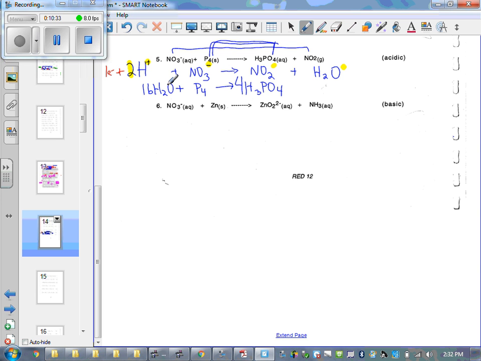Now we've got to balance our hydrogens. We've got 32 on the left and 12 on the right. Well, you said 32. Sorry, 20. Yeah. So 20 protons. Next, we're balancing our charges with electrons.